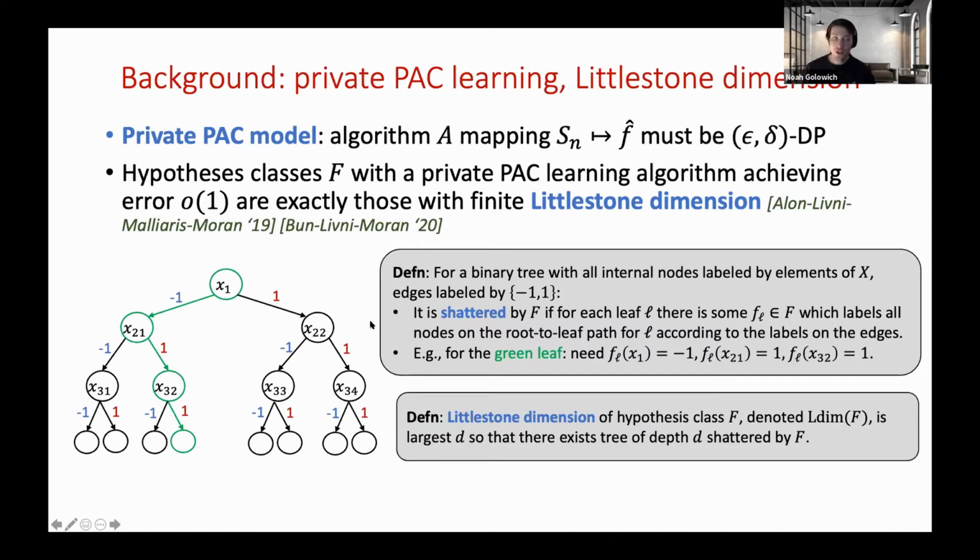And so that's what it means for a tree to be shattered by the class F. And the Littlestone dimension of a hypothesis class, denoted by LDIM of F, is simply the largest depth D such that there exists some tree which is shattered by F. So we're taking a maximum over all trees. And you can think of a tree which is shattered by F as basically a measure of how expressive F is on the particular set of X's which label the nodes of that tree.